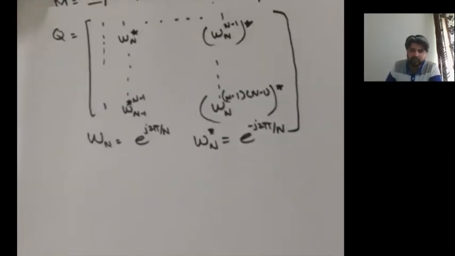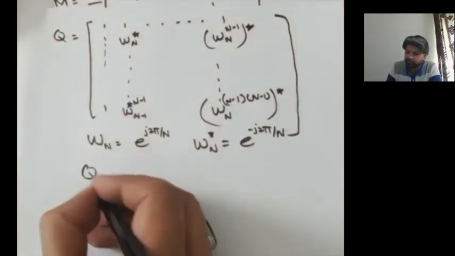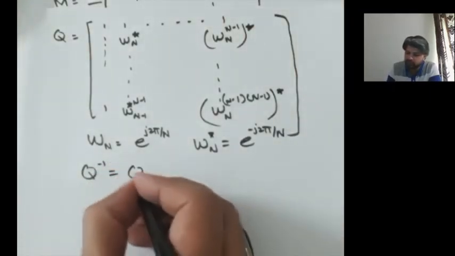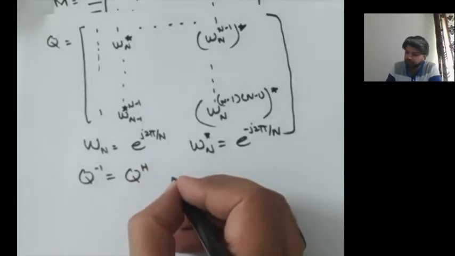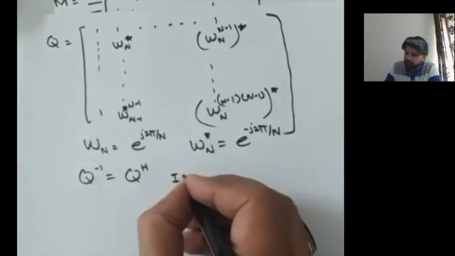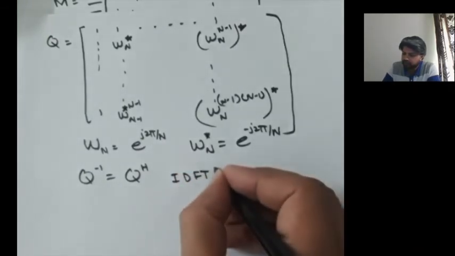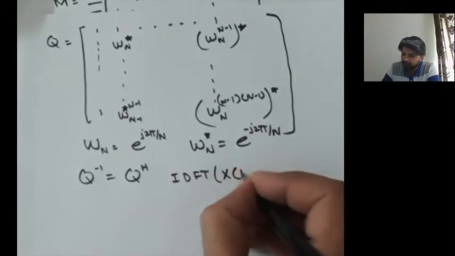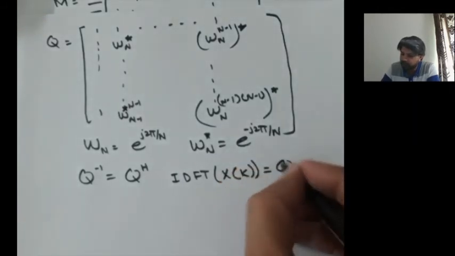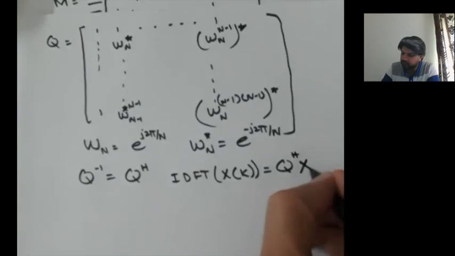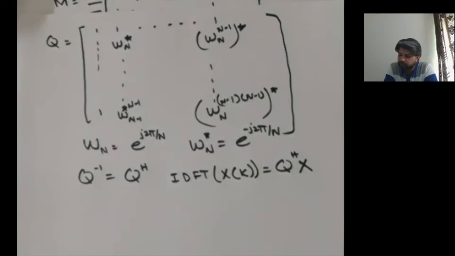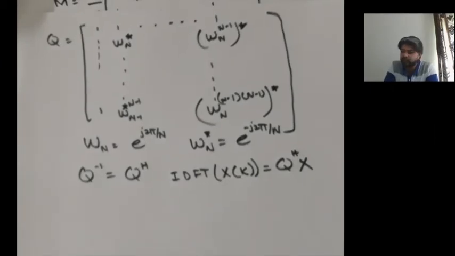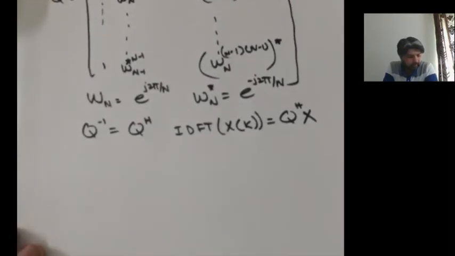Also note that this Q matrix is also a unitary matrix. That means if you want to compute Q inverse, this is nothing but Q Hermitian. In other words, if you want to compute the inverse discrete Fourier transform of the vector X of k, it would be nothing but Q Hermitian times that vector X. That is important, right? The inverse is also very easy to compute, because all you need to do is take the Hermitian of that matrix, and that gives you the inverse of that matrix.